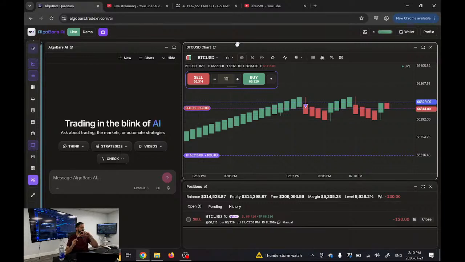Now, where I'm trading, because everyone's always asking, oh, where are you trading? I'm trading on AlgoBars.com. AlgoBars is the platform I'm trading on. It connects to basically any brokers. Now, the broker that I'm using is called TradeXN, and the reason I use them is because they have the lowest fees.